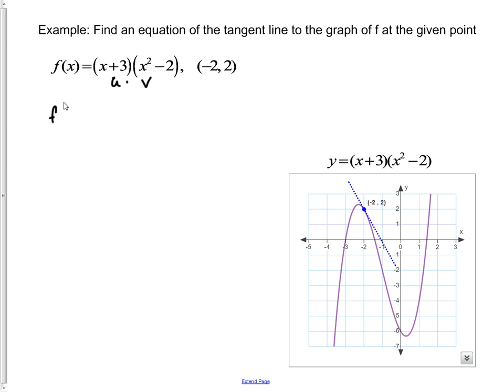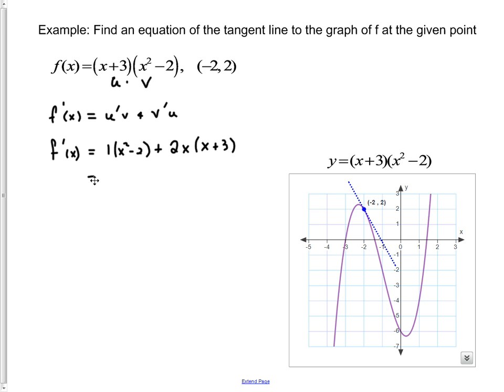So when we get f prime of x by this formula, remember, that meant that we were going to take the derivative of u times function v plus the derivative of v times function u. So putting this together, f prime of x is going to be u prime. Well, u is x plus 3, so u prime is 1 times v. So we've got x squared minus 2 plus v prime. Well, what's v prime? V is x squared minus 2, so v prime is 2x. And we've got the quantity x plus 3, which is u.